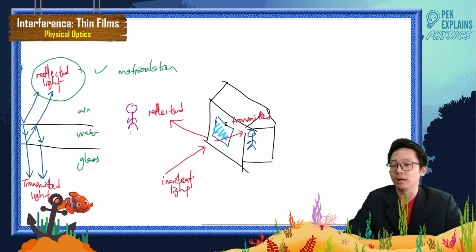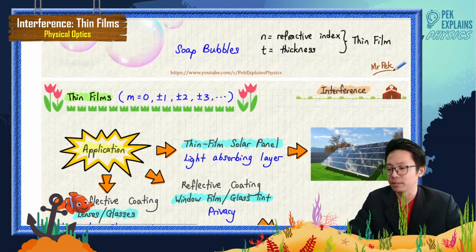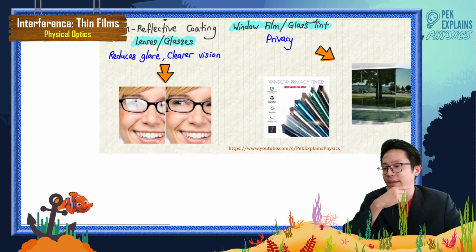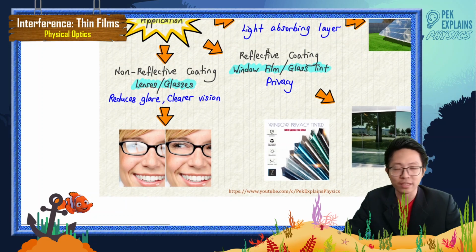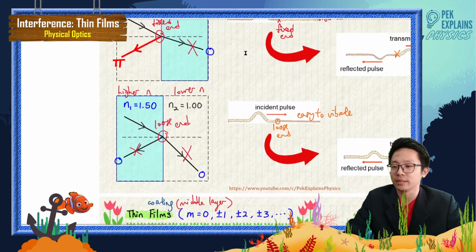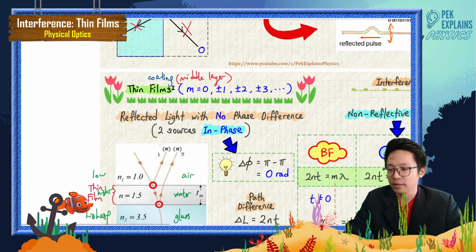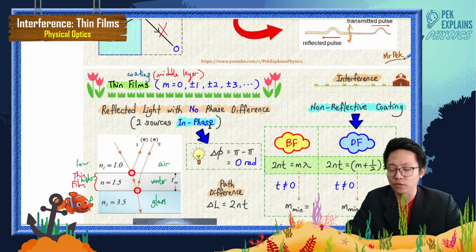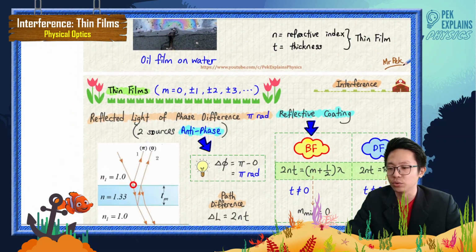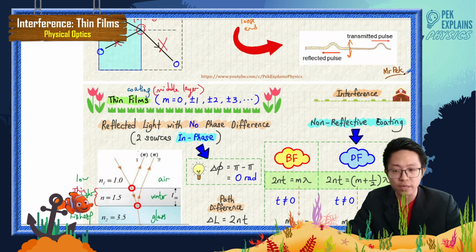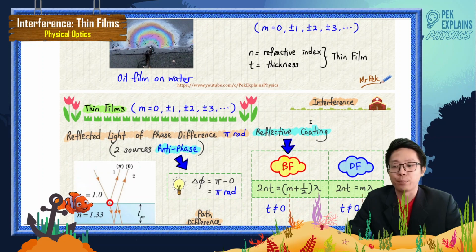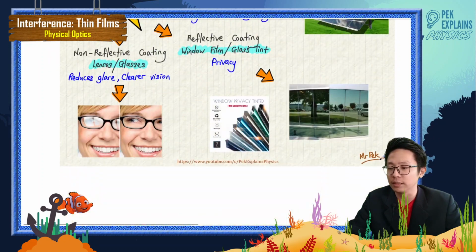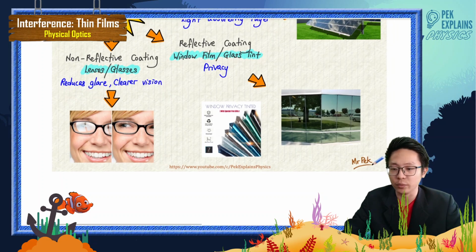Same thing also like our glasses. You see this woman, she is using a non-reflective coating. So you have reflective coating and non-reflective coating. That's why I say thin film has two cases. It has two sources with in-phase and two sources with anti-phase. The two sources with in-phase can produce the non-reflective coating. The two sources with anti-phase can produce the reflective coating. That's the difference between the glasses lens and the window glass.